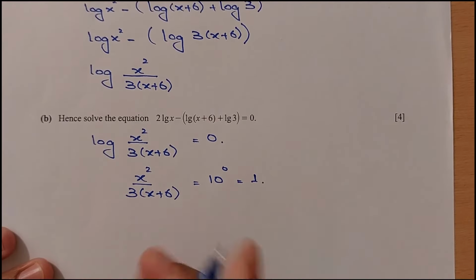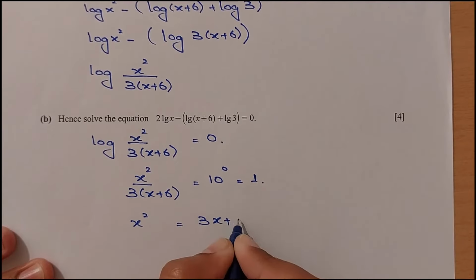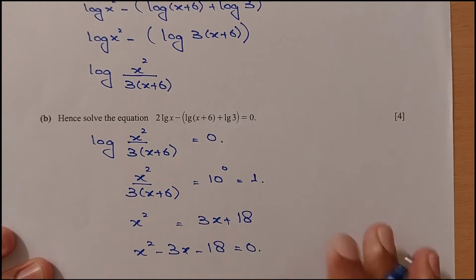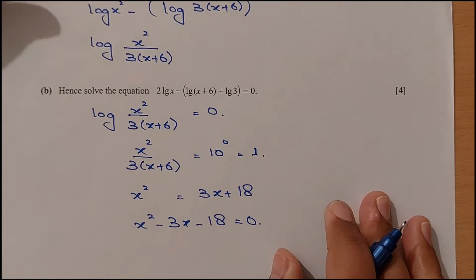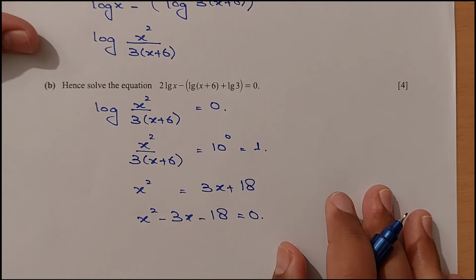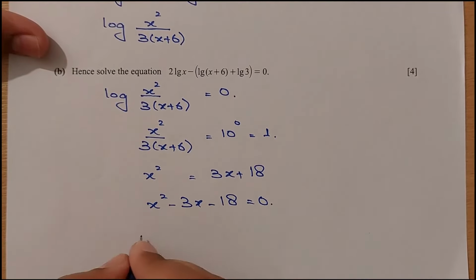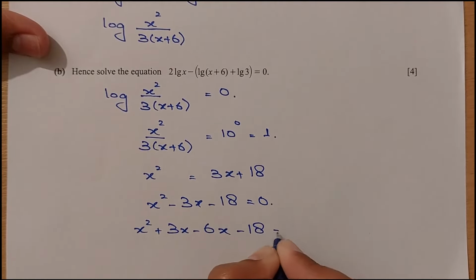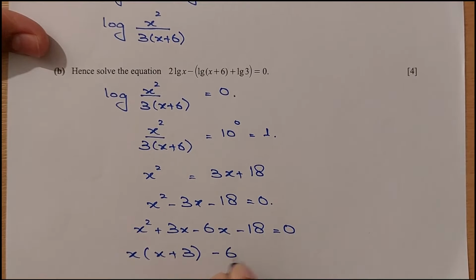Now here we need to do a cross multiplication. So x squared is equal to 3x plus 3 times 6 is 18. So x squared minus 3x minus 18 equals 0. Quadratic expression, we need to factorize. 3 times 6 is 18 and 3 minus 6 is minus 3, breaking the middle term. So x squared plus 3x minus 6x minus 18 equals 0. Taking x common, x plus 3. Taking minus 6 common, x plus 3 equals 0.